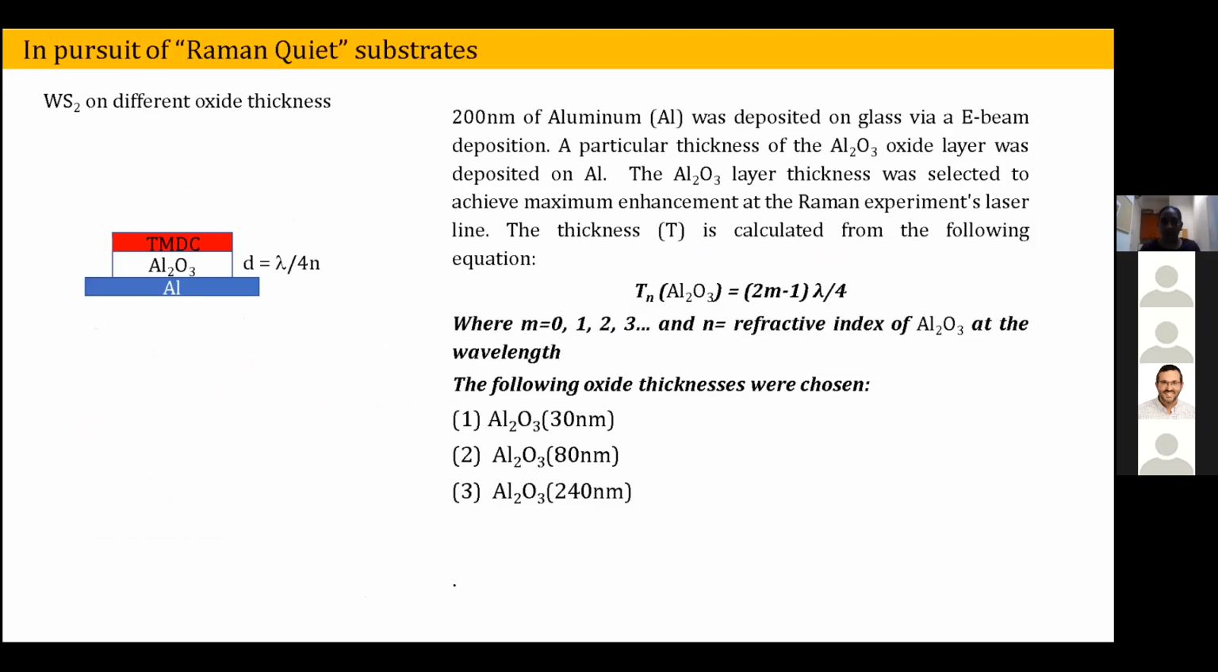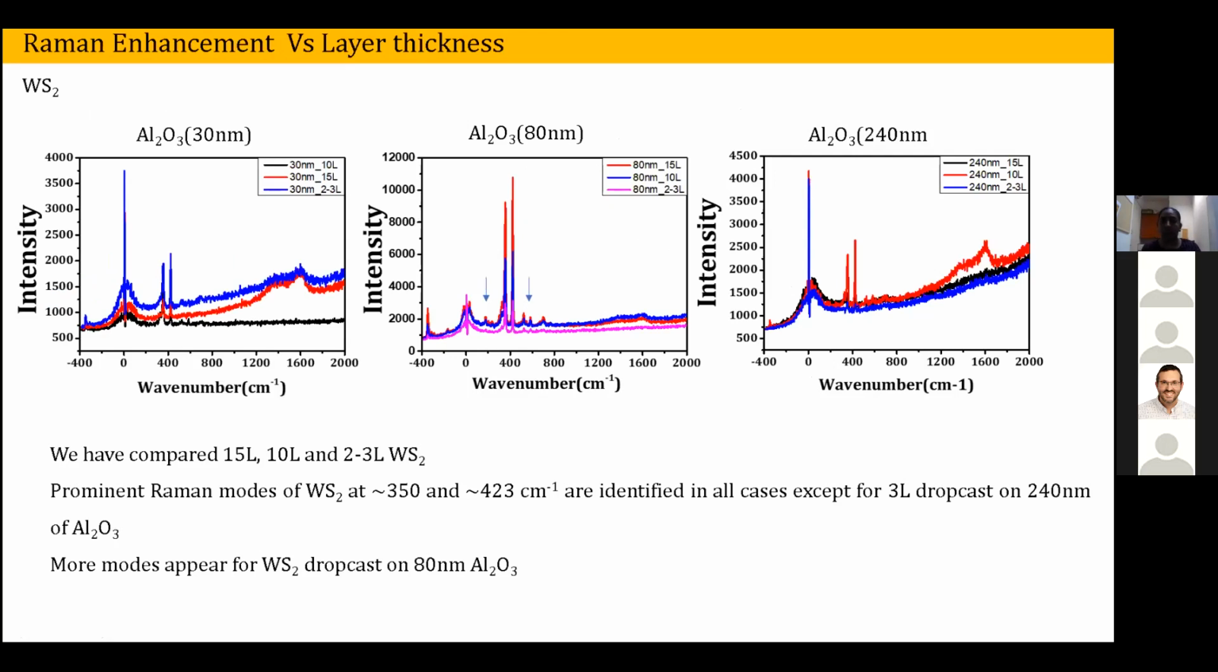And what we have done is take a metal layer, and then a metal oxide layer, based on the rationale given by the equation here. And then we have coated or deposited tungsten selenide of different layer thicknesses. What we have observed, with respect to layer thickness and also oxide thickness, is that prominent Raman modes occur at 350 and 423, which is very typical for tungsten diselenide.